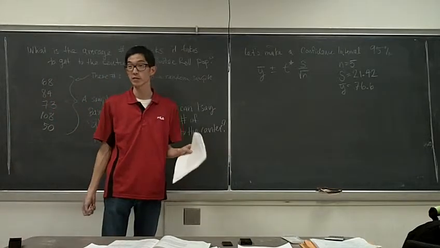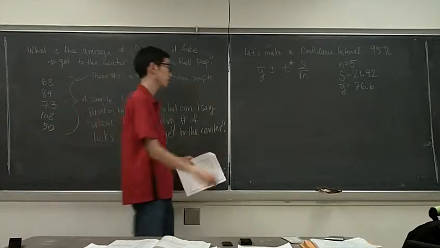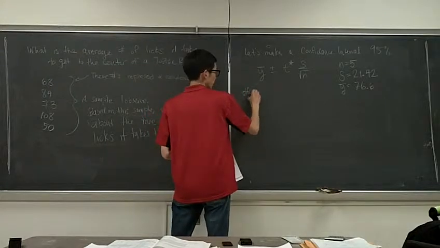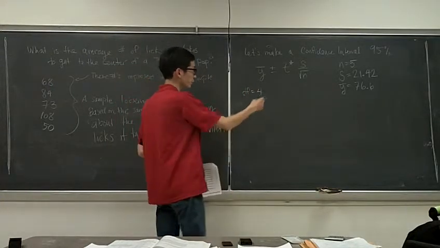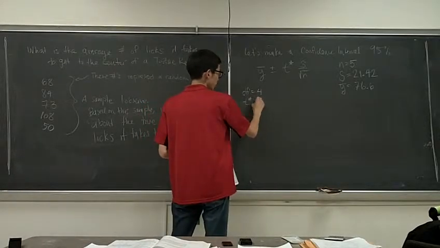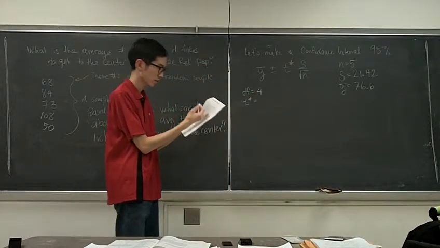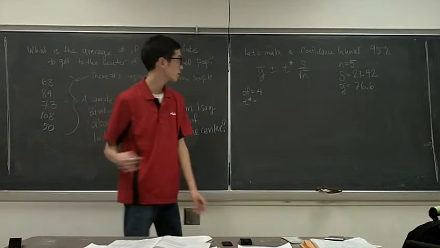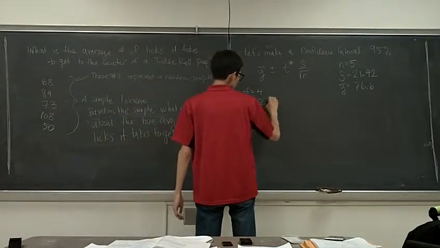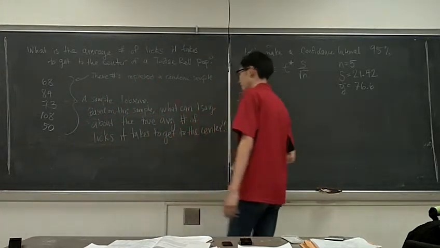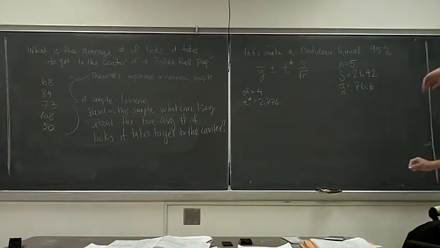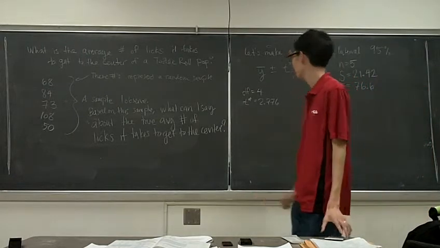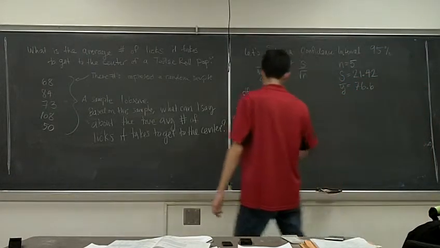Degrees of freedom do I have? 4. Degrees of freedom is 4, n minus 1. So that at 95%, my critical value t star is 2.776. Alright, so because I only have 5 data points, my confidence interval is going to be close to worthless, but we'll make it anyway, okay?